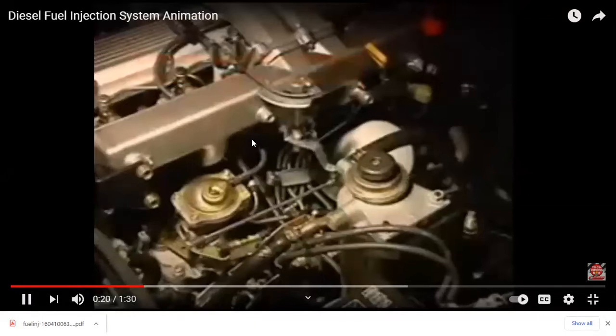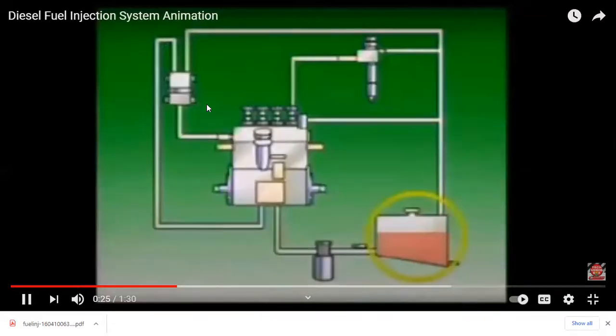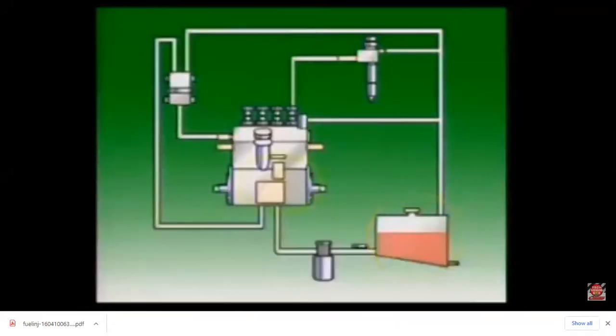So actual engine, diesel fuel injection systems.